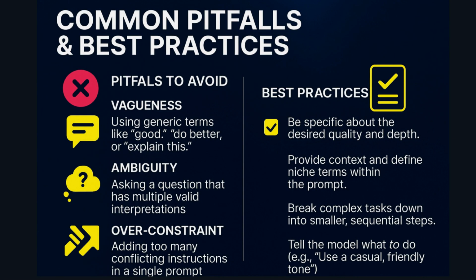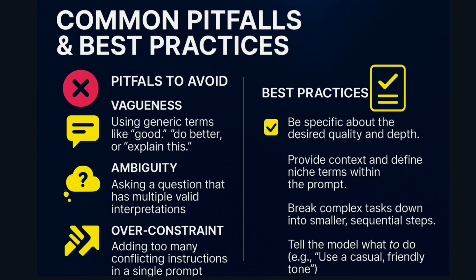As we refine our prompting skills, this final slide provides essential guidance on navigating the challenges of interacting with LLMs, highlighting common pitfalls and best practices for reliable output. There are three key pitfalls to avoid when designing prompts. First is vagueness, using generic terms like "good" or "do better," which provides the model no clear direction. Second is ambiguity, asking a question with multiple valid interpretations, which leads to unpredictable results. Third is over constraint, adding too many conflicting instructions in one single prompt, which confuses the model.